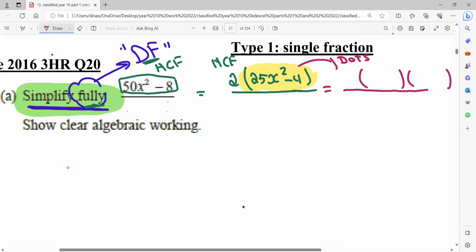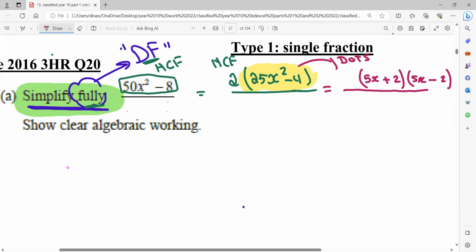Now I'll take this bracket and factorize it. Of course, we've said dots many times. Square root 25 is 5 and 5. X power 2 is x and x. Square root 4 is 2 and 2. One bracket is plus, one bracket is minus.